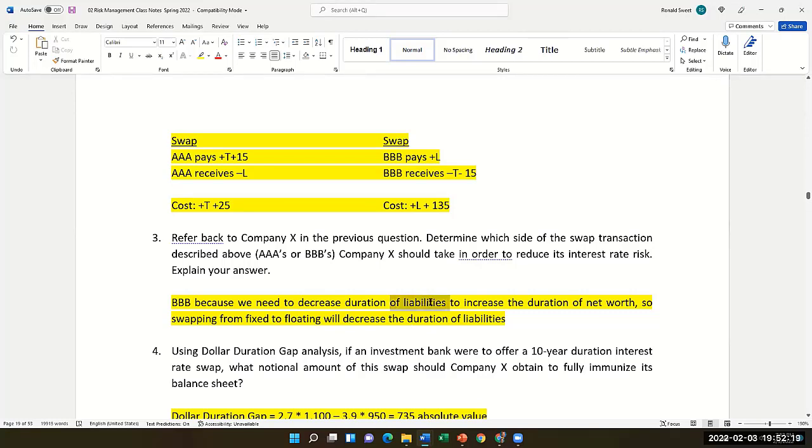You notice these really, really important words here. I'm sorry, duration is what I meant to say. Duration of. Make sure that's in your answer. Duration of. They're not trying to reduce liabilities. They're trying to reduce the duration of liabilities and not increasing net worth. That'd be a nice thing to do, but that's not what they're doing here. They're increasing the duration of net worth. So always, if you're talking about duration, make sure duration is in your answer. All right, questions on this one.